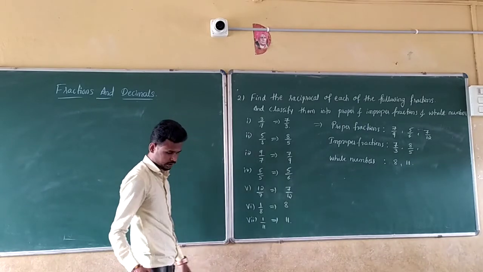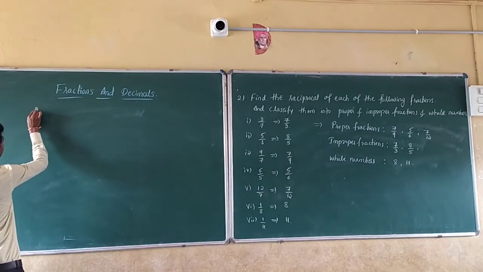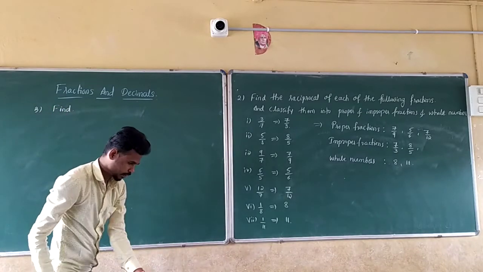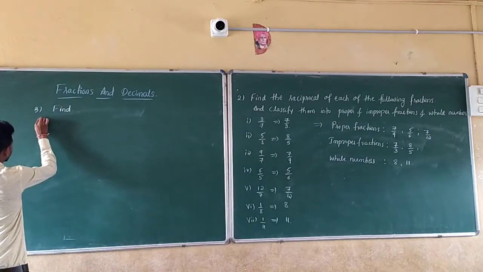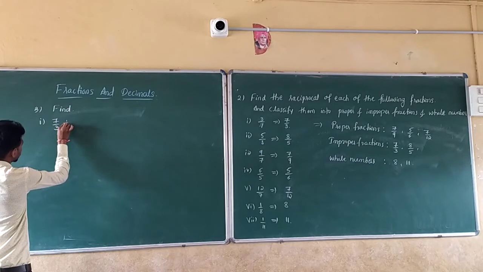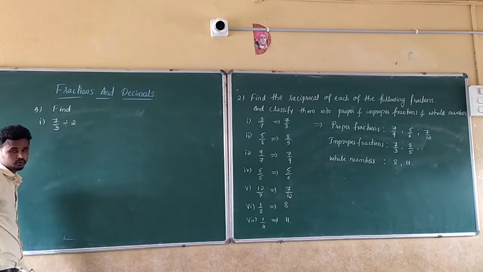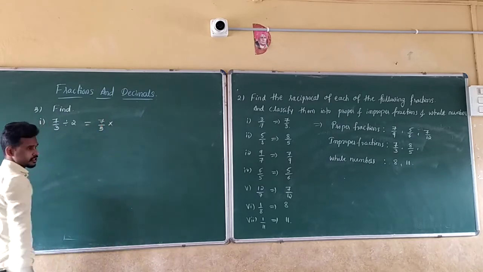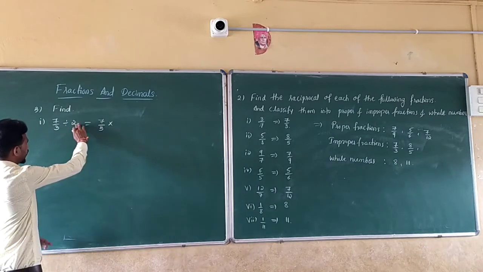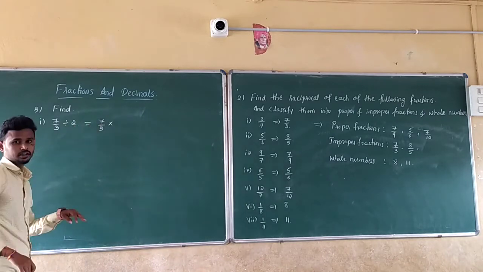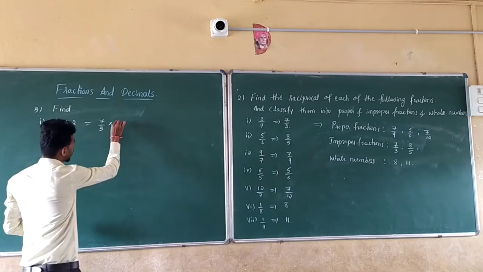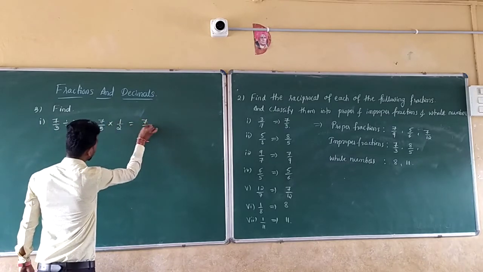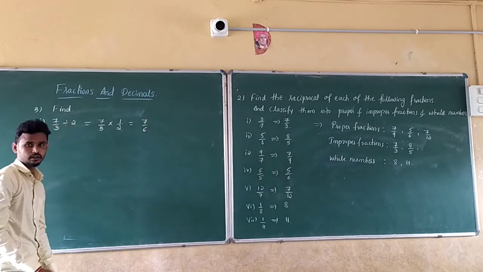Let us see the next question, the third one. Find. In that, the first one, 7 by 3 divided by 2. Keep the first number the same as it is. Change the symbol, division into multiplication, and reverse the second number. So 2 means in the denominator nothing means always 1. Reverse that and you will get 1 by 2. So here now, 7 1s are 7, divided by 3 2s are 6.